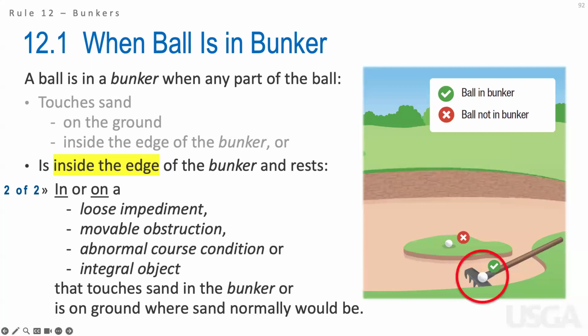Or if it's on a movable obstruction like a rake, it's going to be in the bunker. But again, as you can see in this picture, if it's on that little island of grass, it's not going to be in the bunker. So you can do things like take a practice swing if you're on that grass area, and you can touch the ground. That's okay. But again, if the ball's in the bunker, you're going to want to be careful not to do that.